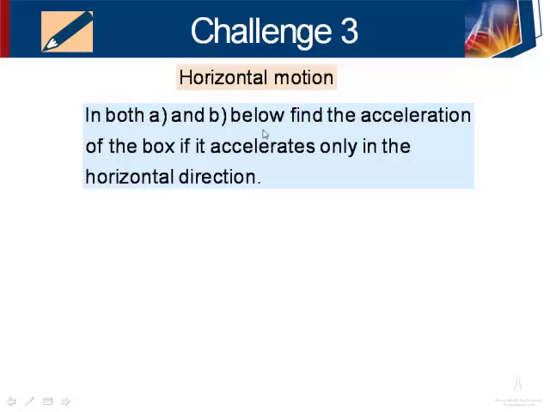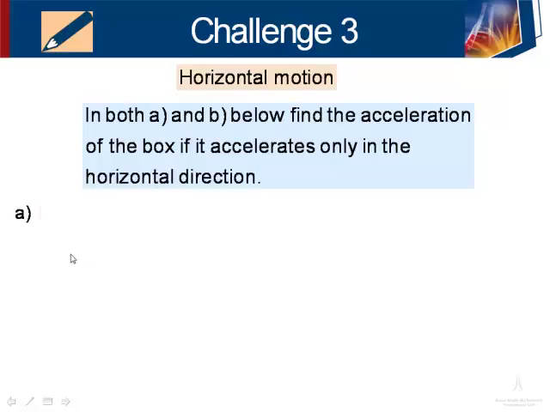Let's look at challenge number 3. We're considering horizontal motion, and in both A and B below, find the acceleration of the box if it accelerates only in the horizontal direction.